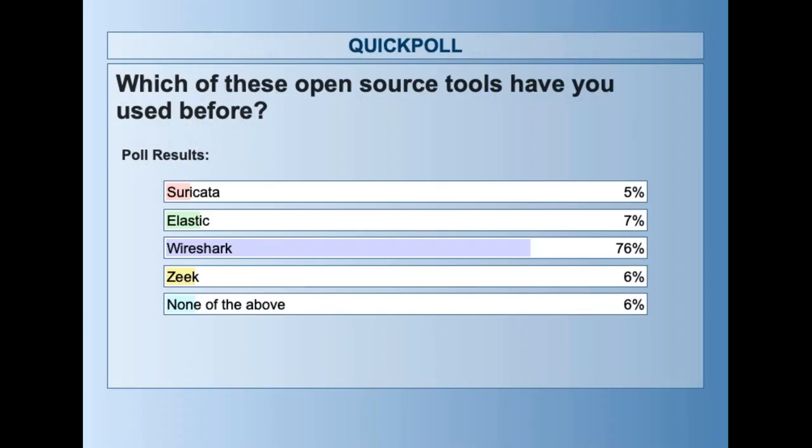Wow, all right. 3/4 of you have used Wireshark. I count myself in that group as well. As I mentioned, that was one of the first tools I ever got exposed to in my first job, and I got to sniff packets crossing from mobile applications back to their servers. So 3/4 of you have used Wireshark. 5% say you have used Suricata before. About 7% have used Elastic, 6% Zeek, and 6% none of the above.